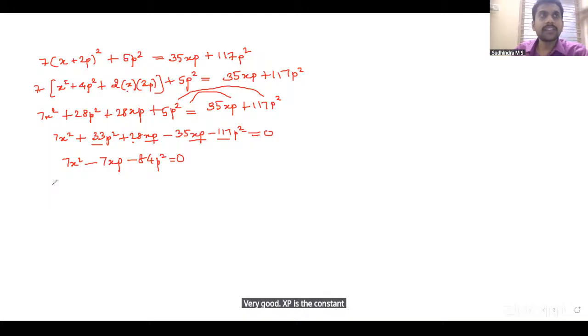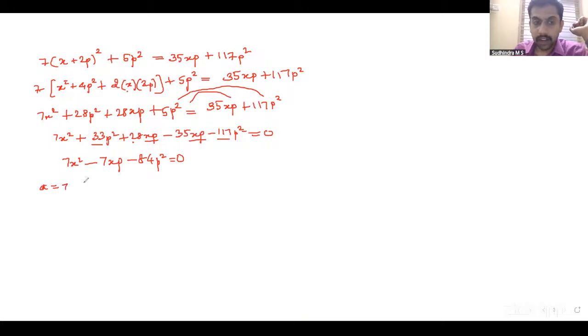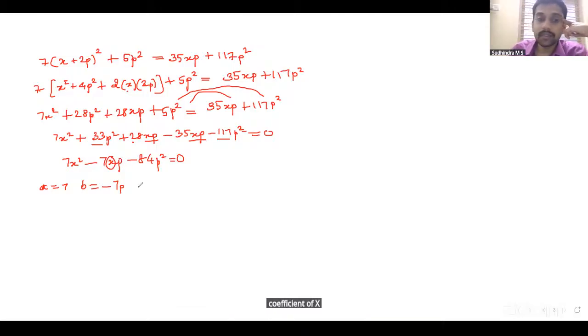Excellent. So if that is the case, I'll just directly apply the formula. What is a value here? 7. What is b value? Minus 7p. Excellent. X is the variable, minus 7p is the coefficient of x. Then what is c? Minus 84p square. Very good.